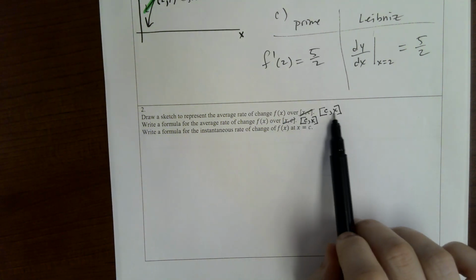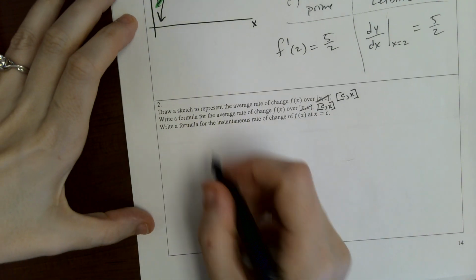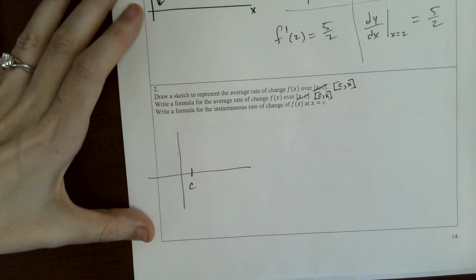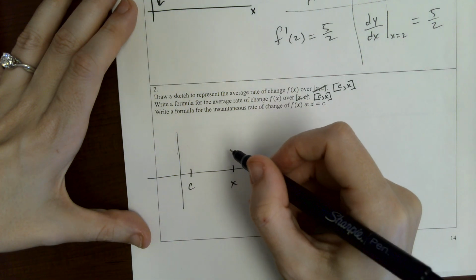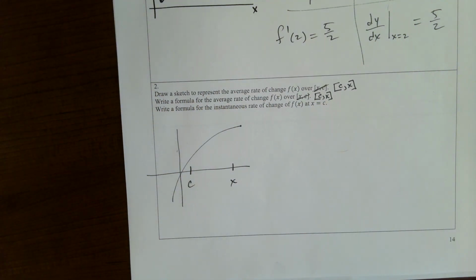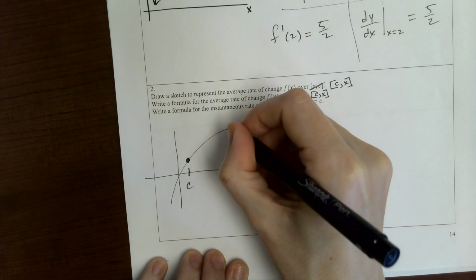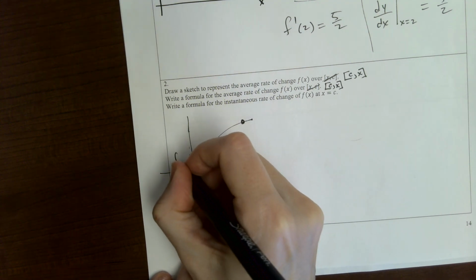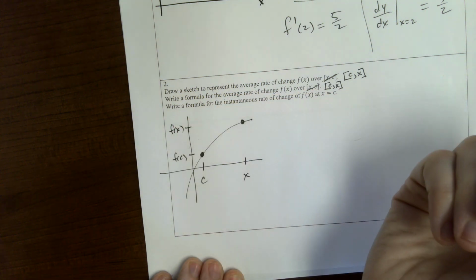Now down here, draw a sketch to represent the average rate of change of f of x over the interval c to x. Okay, so let's just draw a little picture. Let's say that this is c, and let's say that this is x. And I'm just going to do something like that. Okay, so here is f of c. So the y values, this here would be f of c, and this up here would be f of x.